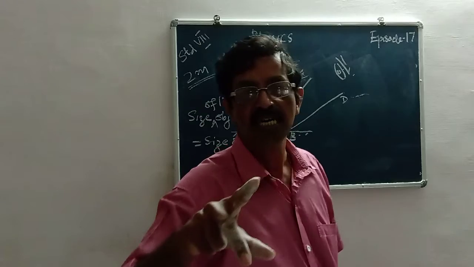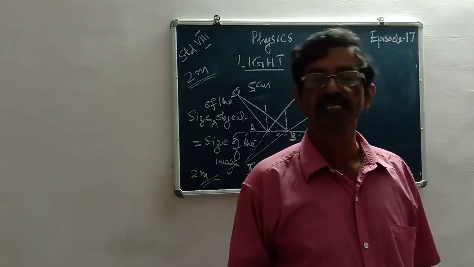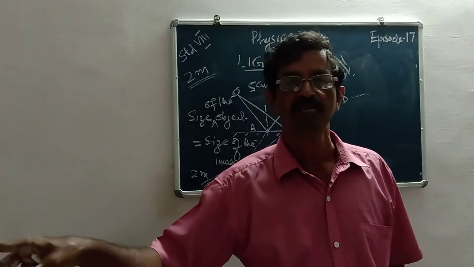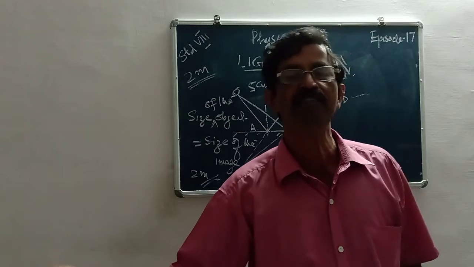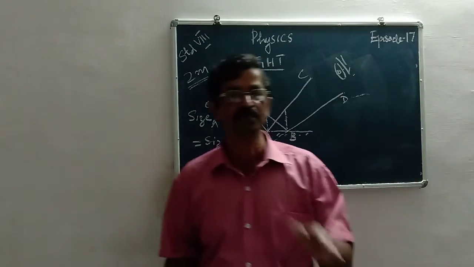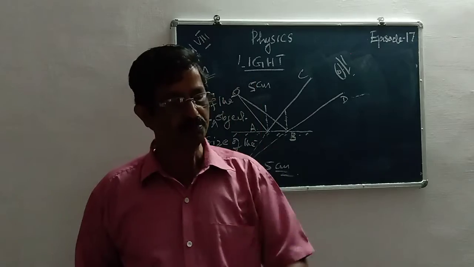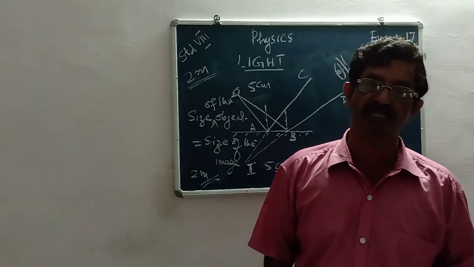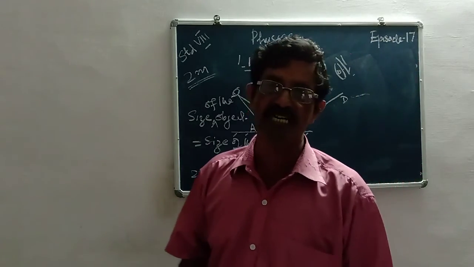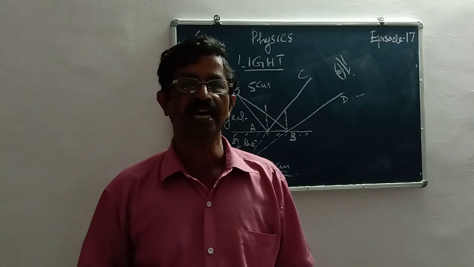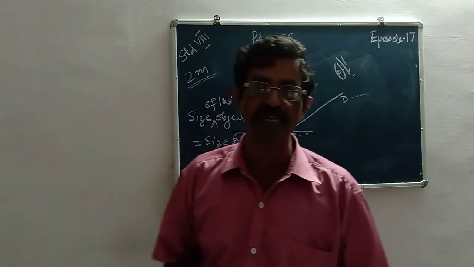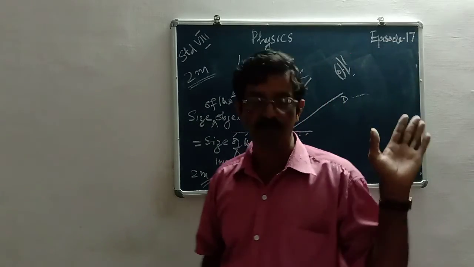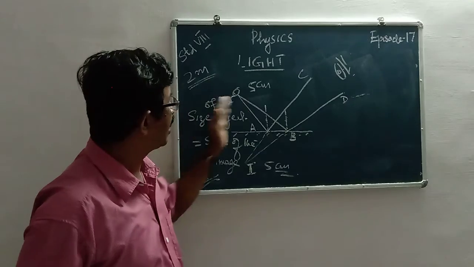Object distance and image distance are the same. The size of the object and the size of the image are also the same. The image is laterally inverted. That means the left part we see in the object, we see on the right part in the mirror. So the image is laterally inverted, or sideways changed, and this image is virtual, so we cannot get it on a screen. These are the properties of the image formed by a plane mirror.